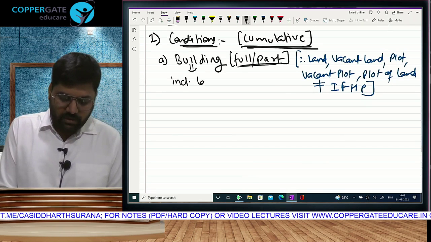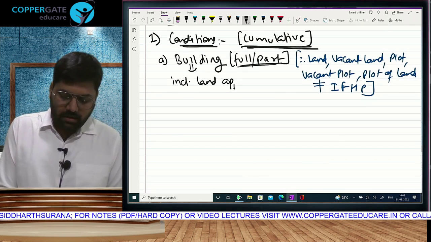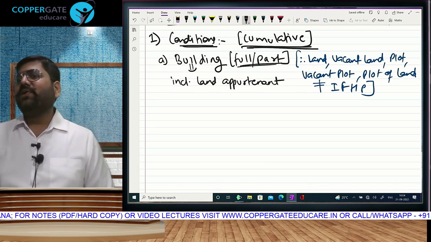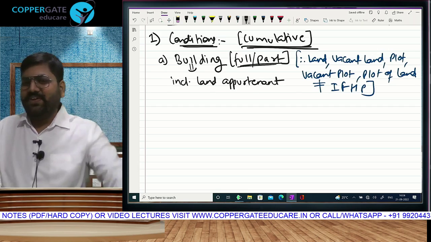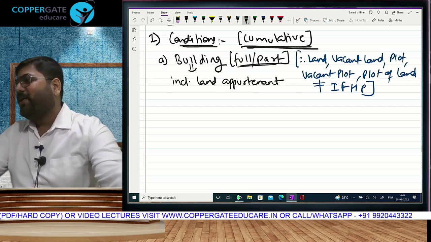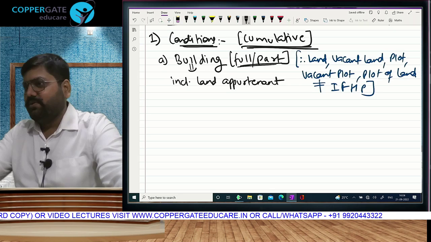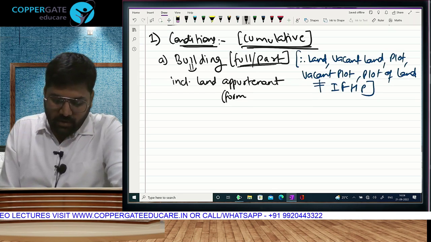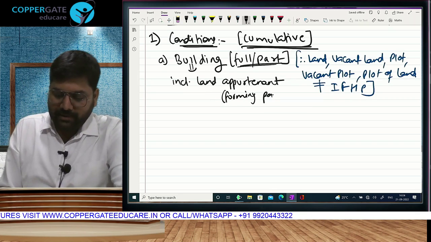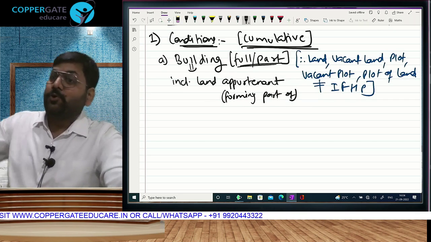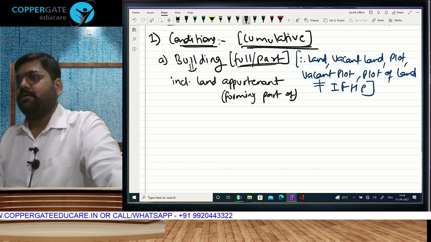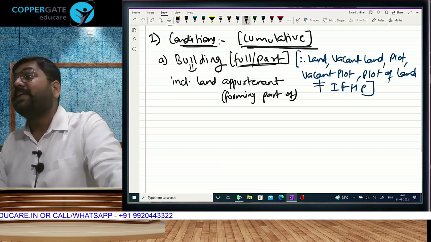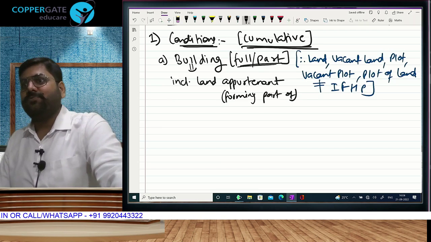However, somewhere in your reading of the textbook in the law, you will find they say building will include land appurtenant. Appurtenant, in simple language, means forming part of, included in building. Example, society compound. It's land, but it's a part of the building.